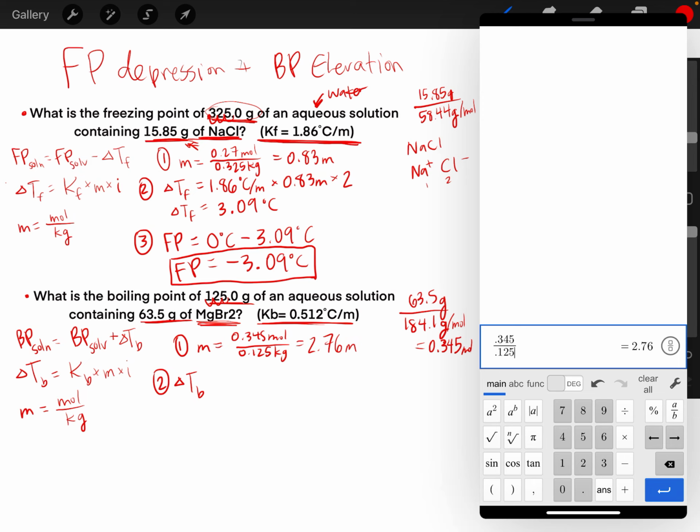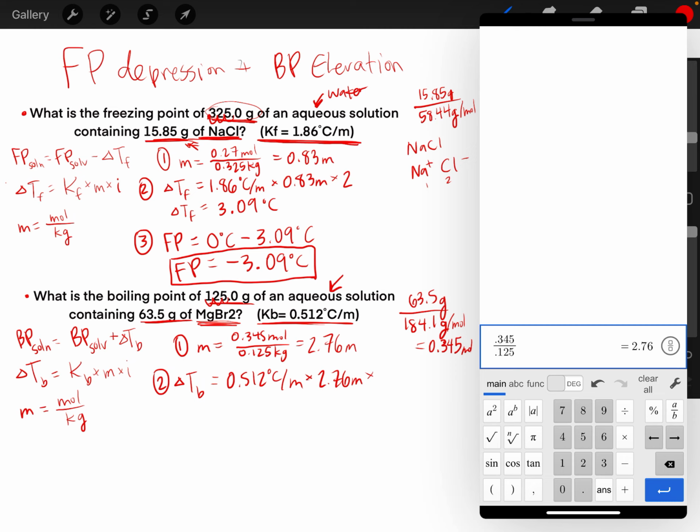Now I can go ahead and find my delta TB. So the KB for water is 0.512. Again, I'm using water's value because it told me that it was aqueous. I'm going to multiply by molality, which is 2.76. And finally, I'm going to multiply by my i value.